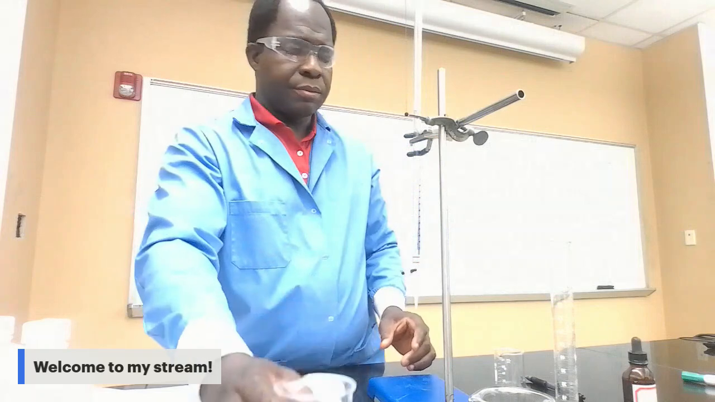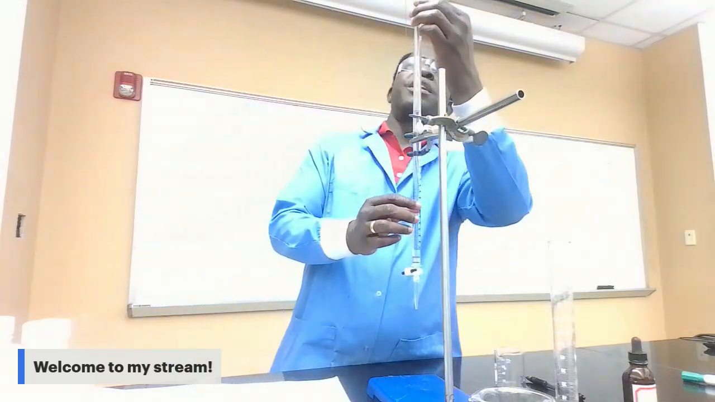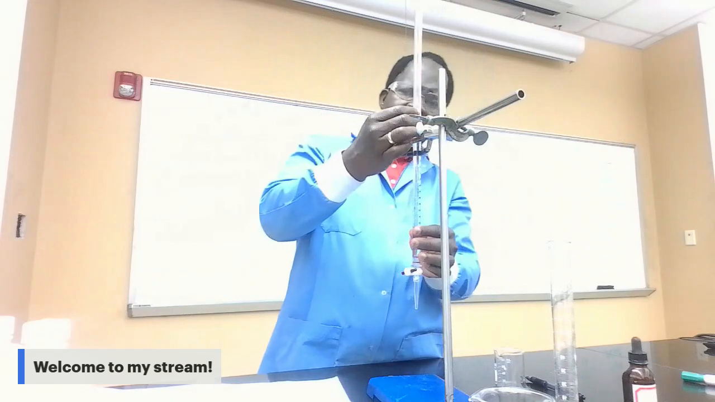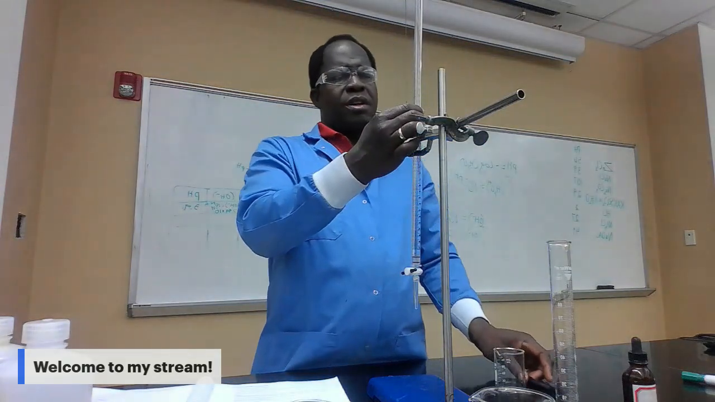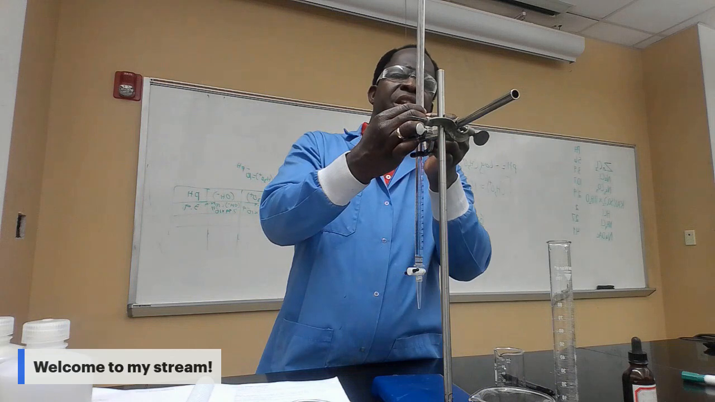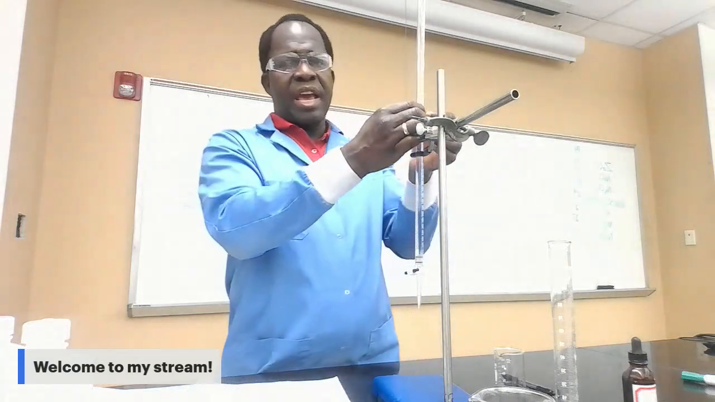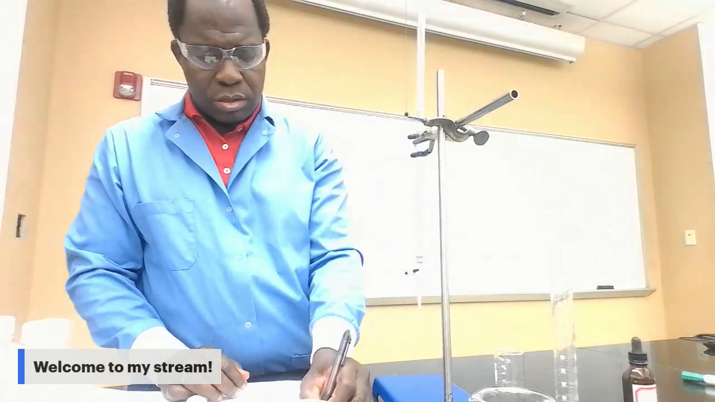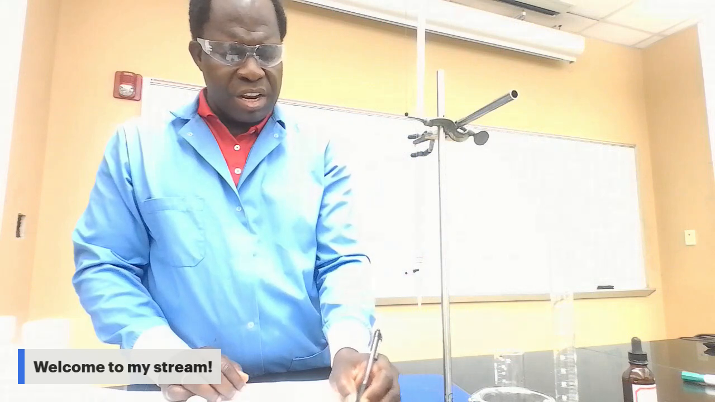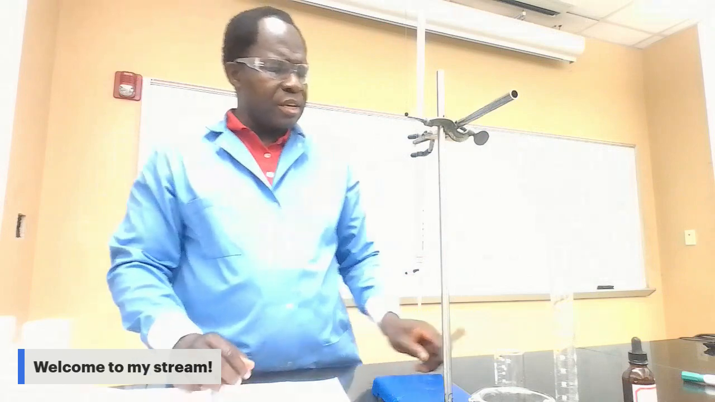Good. The solution turned clear. Now, volume reading: I moved from 15 milliliter to 27.5 milliliter. So if I subtract 15 milliliter from 27.5 milliliter, it will give me the volume of HCl I used for the second titration. So 27.5 minus 15 gives me 12.5 milliliter. I used 12.5 milliliter of HCl for the second titration.